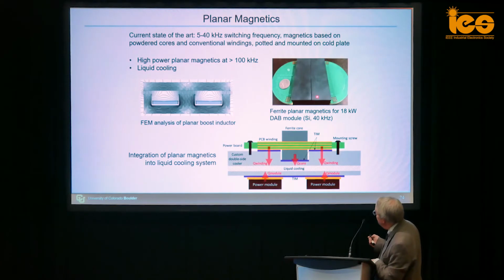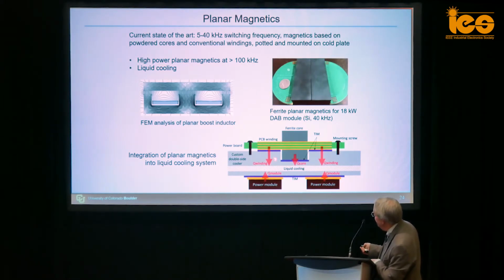Even though we reduce the loss and have higher efficiency, we're also greatly increasing the power level relative to where planar magnetics is usually used. And so there's just a lot of loss inside the planar magnetics, and so we have to integrate this work with cooling. How do you get the heat that is generated in the inner traces of the printed circuit board winding of the planar magnetics out?